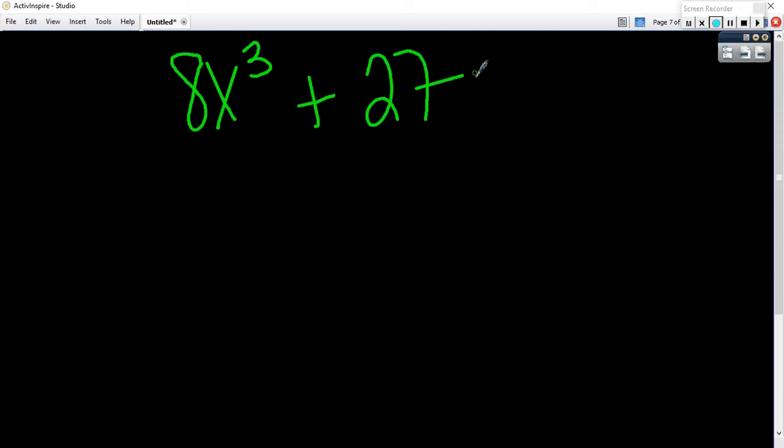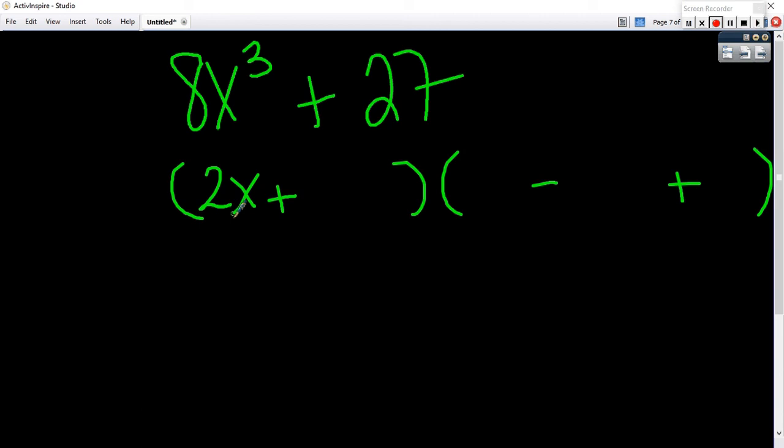All right, so set up your parentheses first. Small, big. What are my signs going to look like? Plus, change, plus. Same, change, plus. What times itself 3 times gives you 8x cubed? 2x. What times itself 3 times gives you 27? 3. Is anybody confused on the first set of parentheses? Okay?